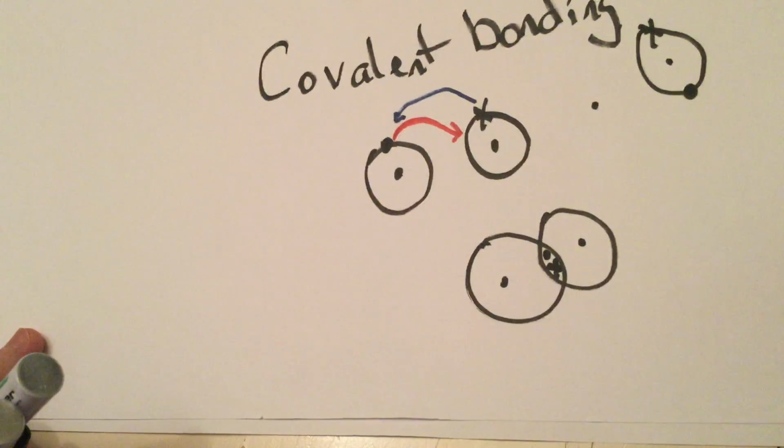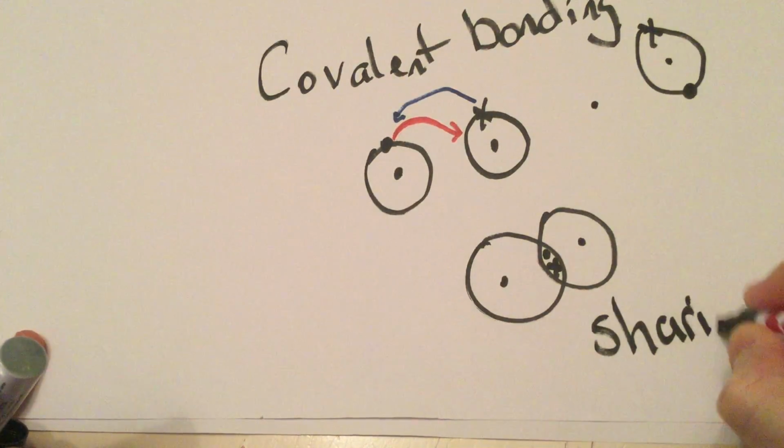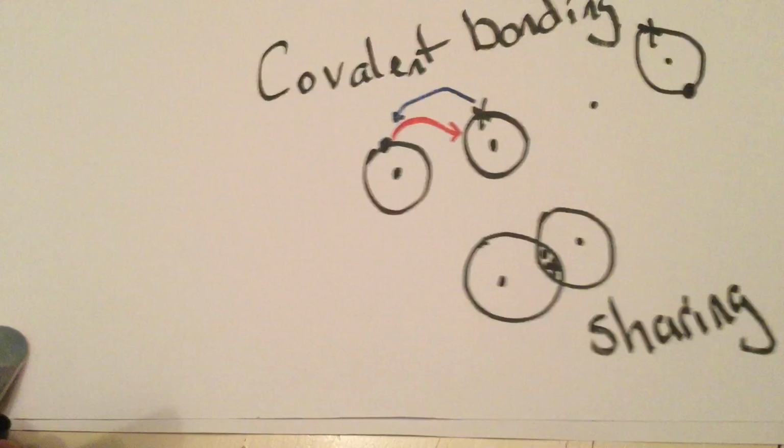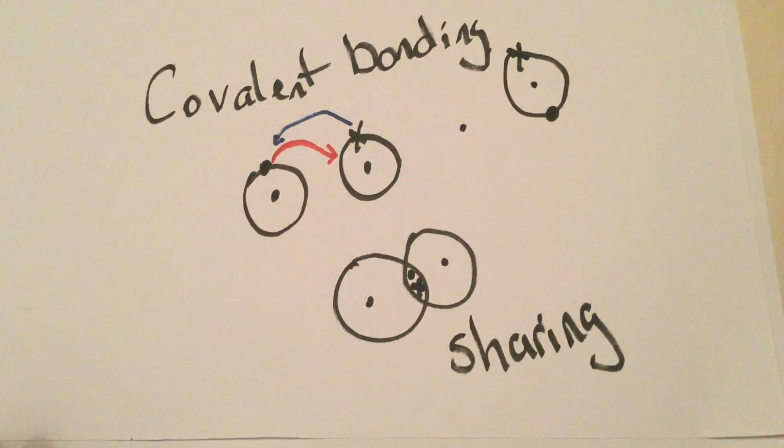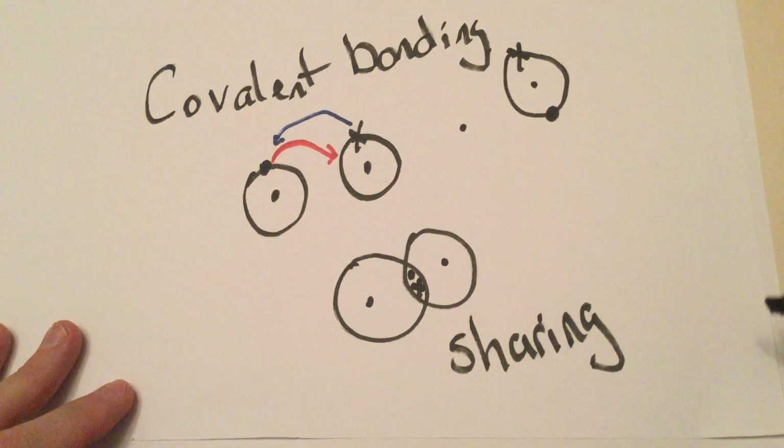So these two atoms have bonded together this time, not by giving and taking like they do in ionic bonding, but they have done it by sharing their electrons. They have shared their electrons to form a bond. Because they've shared their electrons to form a bond, this type of bond is called a covalent bond.